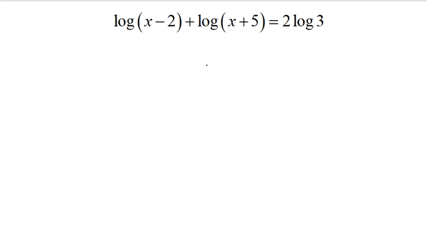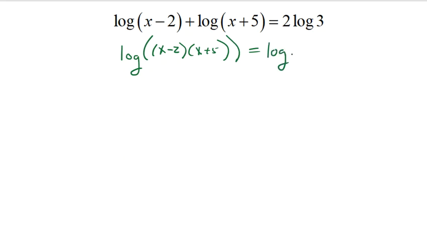All right, first thing I'm going to do on the left-hand side here is I'm going to go ahead and say log plus log. I could condense that using the product rule. And I'm going to multiply the x minus 2 times the x plus 5. That could be done on the inside. And on this side, I'm going to go ahead and put the 2 up. So that's log of 3 squared, which we could change to log of 9 in a minute.